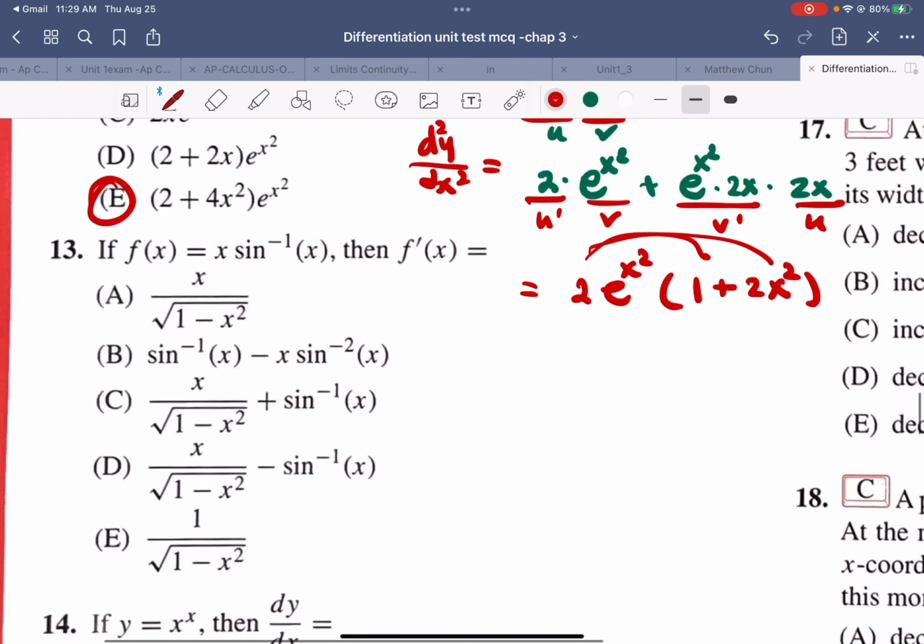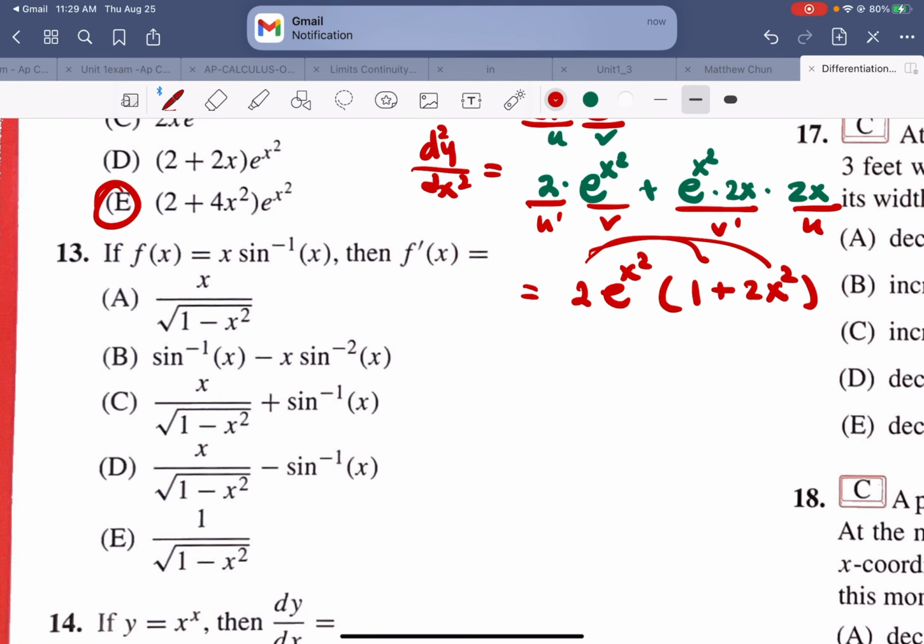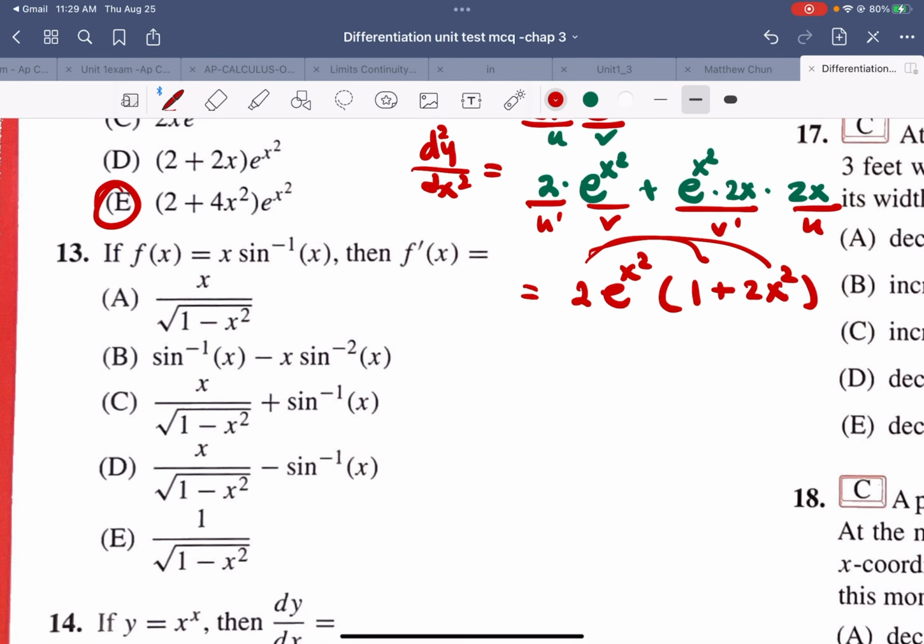Now number 13, how are you going to take a derivative of this one? So one thing you should know is the inverse sine x derivative, okay? That is 1 over root 1 minus x squared, okay? Other things also you can Google and then you can memorize. So make sure you memorize for that unit.